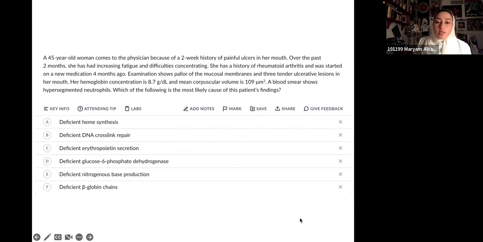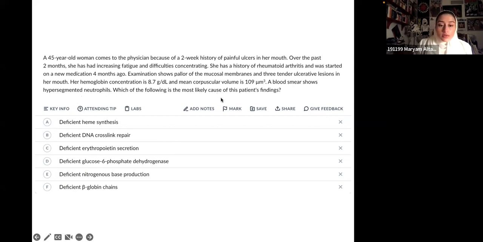A 45-year-old woman comes to the physician because of a 2-week history of painful ulcers in her mouth. Over the past 2 months, she has had increasing fatigue and difficulties concentrating. She has a history of rheumatoid arthritis, again, okay, and was started on a new medication 4 months ago. Examination shows mucosal pallor and 3 tender ulcerative lesions in her mouth. Her hemoglobin is 8.7, so she's anemic. Her MCV is 109, which is high. Blood smear shows hypersegmented neutrophils. Which of the following is most likely the cause of this patient's finding?